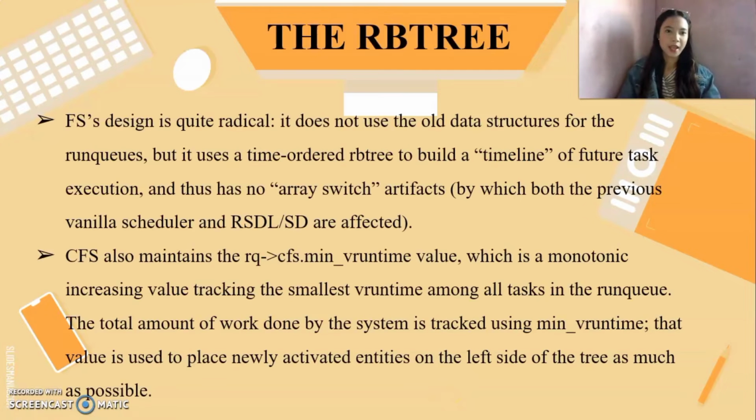The RB tree. CFS design is quite radical. It does not use the old data structures for the run queues, but it uses a time-ordered RB tree to build a timeline of future task execution, and thus has no array switch artifacts by which both the previous vanilla scheduler and RSDL or SD were affected. CFS also maintains the rq->cfs.min_vruntime value, which is a monotonic increasing value tracking the smallest vruntime among all tasks in the run queue. The total amount of work done by the system is tracked using min_vruntime. That value is used to place newly activated entities on the left side of the tree as much as possible.